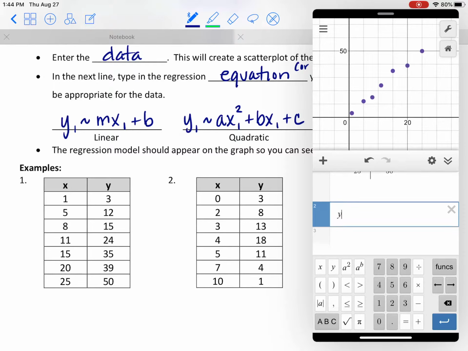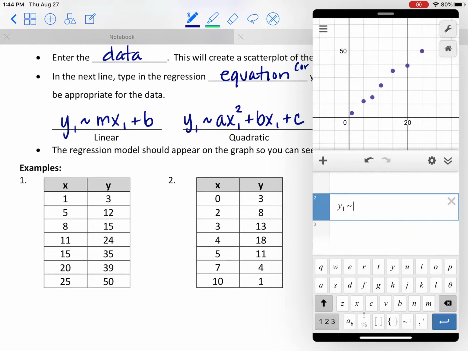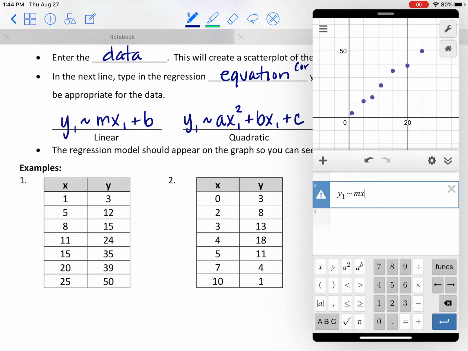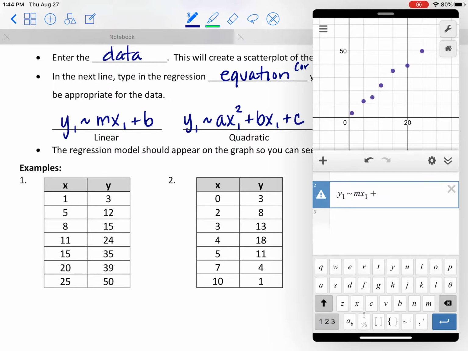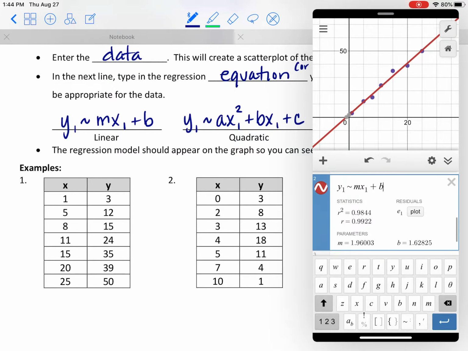That's going to be y, and then to get a subscript of 1, I'm just going to hit the number 1 next, and it's going to automatically subscript it. And then tilde, I have to go into my keyboard and get the little tilde in the bottom here. And then I want m, x, and again I'm going to hit the number 1 to subscript that, and then a plus, and then I have to go back here and get b. And there it is.